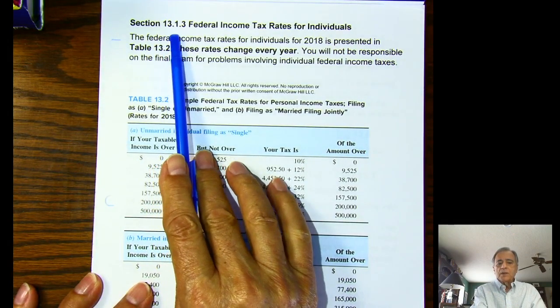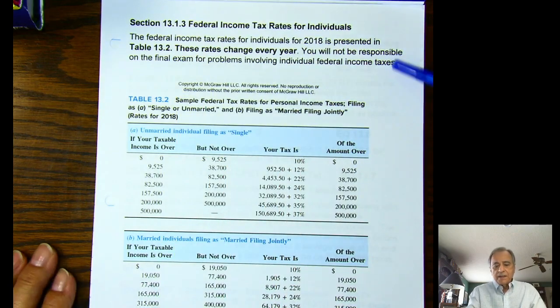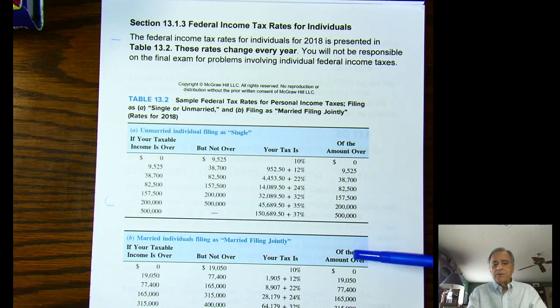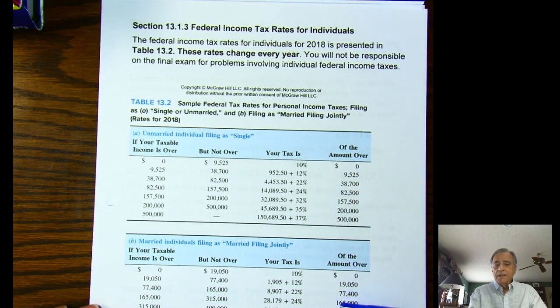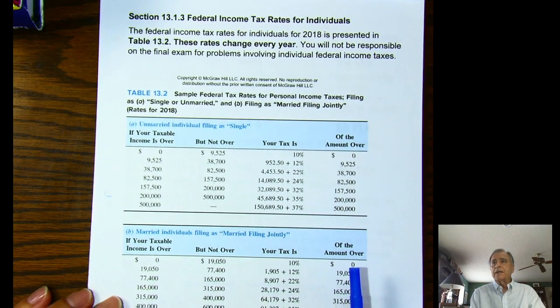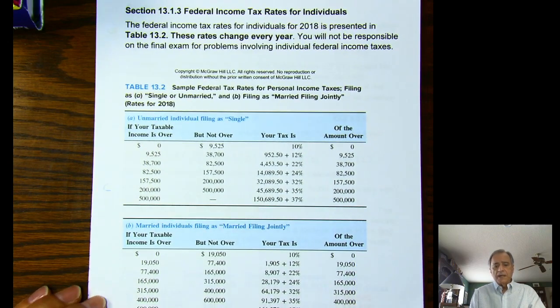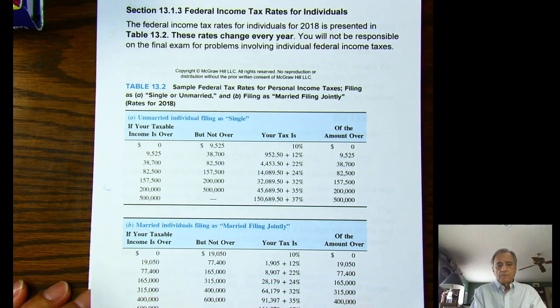Section 13.1.3, federal income tax rates for individuals. I'm really not going to cover this. I put it in here. This is the table from the book, table 13.2. This is the rate table for 2018. These rates change almost every year, and we're not going to really be concerned with individual income taxes in this course. We're mainly looking at corporate income taxes. You won't have a problem on the final, and there's no problems that I can think of on your homework assignment that involve individual income taxes.